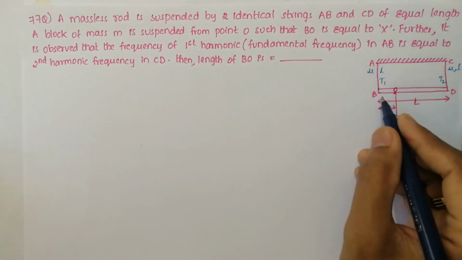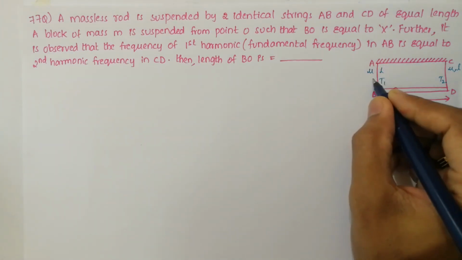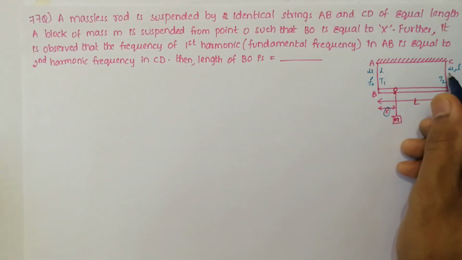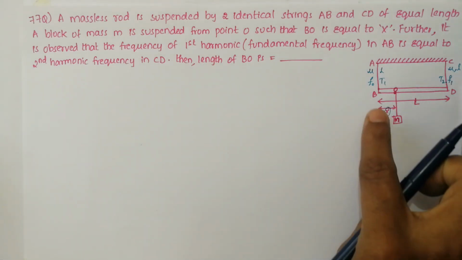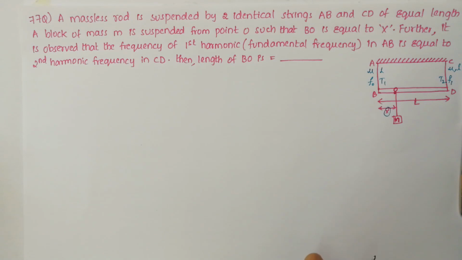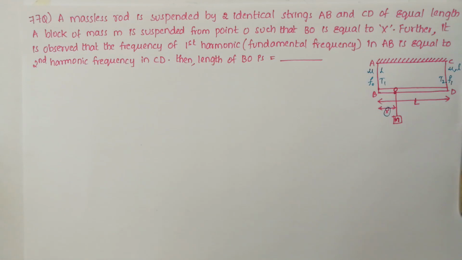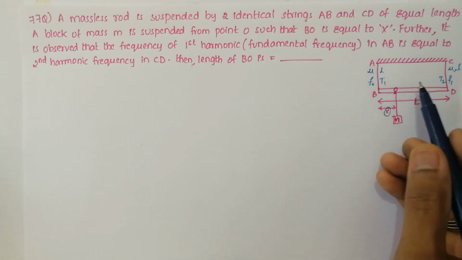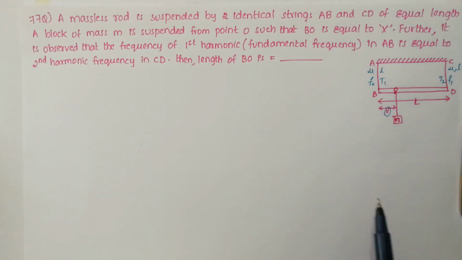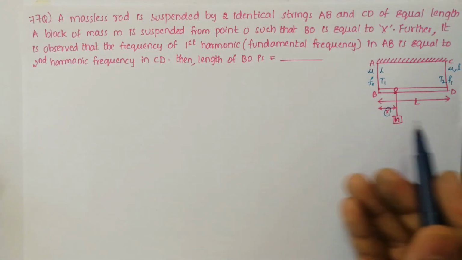Now he is comparing the frequencies of these two. The frequency of this one is the first harmonic or fundamental frequency, so let us say F0, and here it is in the second harmonic, so it is F2 or F1, the first overtone. He is saying these two frequencies are equal, that is the information given. Now we have to calculate the X value. So how do we calculate X? We have to use the given information, and always write the given information in terms of equations. He is saying the fundamental frequency of this one and the first overtone of this one are equal, so write it as an equation.